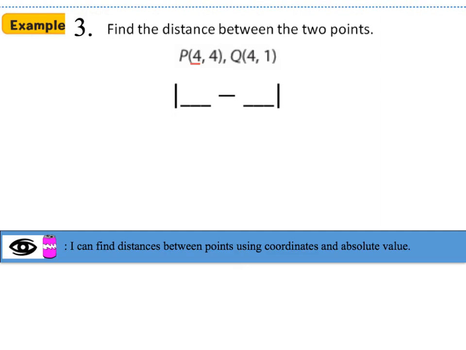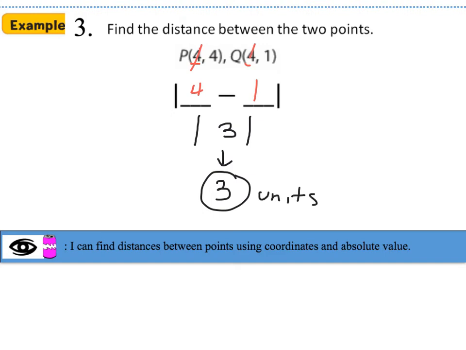Notice that the X coordinates are the same, so I'm going to ignore the X coordinates. And I'm going to take the absolute value and subtract 4 minus 1. So 4 minus 1 in the absolute value sign becomes 3. And the absolute value of 3 is just equal to 3. So the distance between P and Q is 3 units.